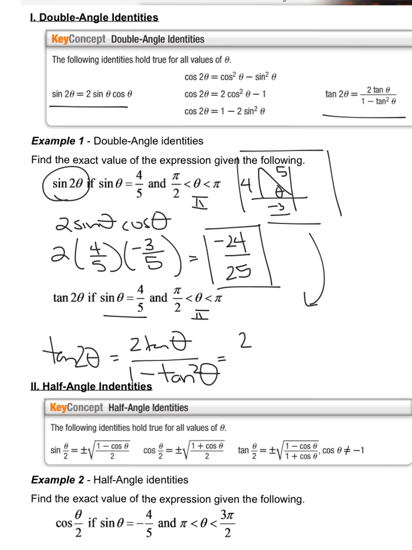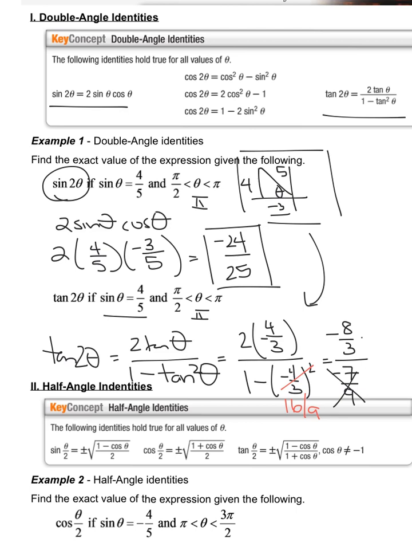Then we just refer to our triangle. If you notice, our tangent value is -4/3. We subtract on the bottom, so we have 1 minus -4/3 squared. Then we want to simplify from there. -4/3 squared is 16/9. So on top we have -8/3. On the bottom, 1 minus 16/9 is -7/9. Dividing by a fraction is easy as pie. Flip the second and multiply. So we wind up with 24/7 as our final answer.